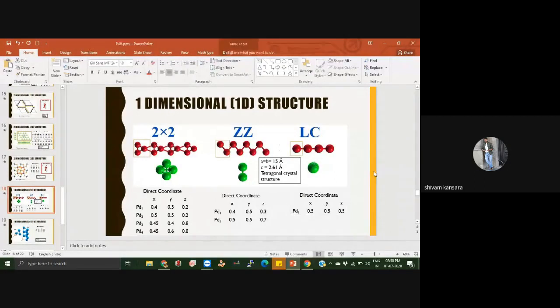And what is the atomic position? So let's start from the LC. So LC, okay, fine. So how to take a one-dimensional cubic structure?